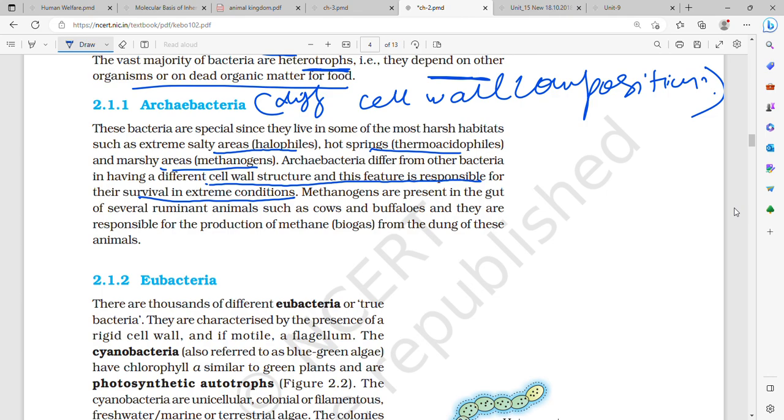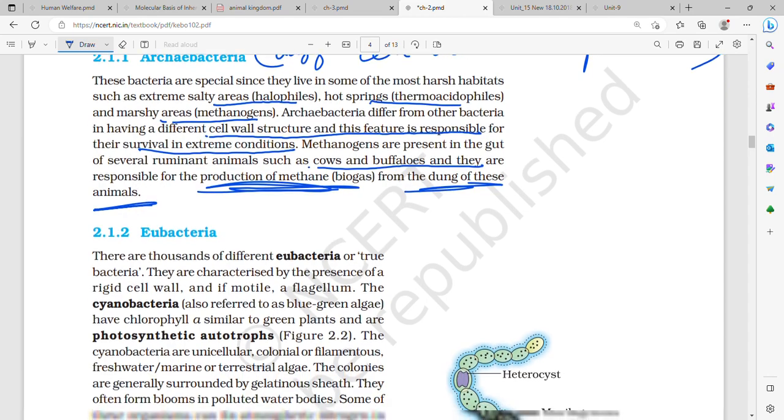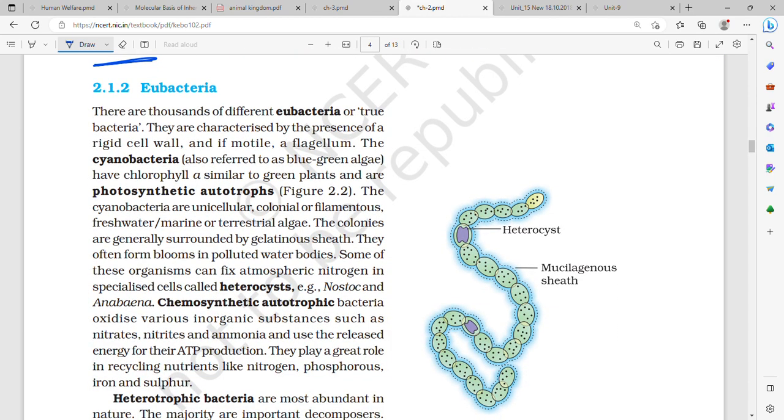Methanogens are present in the gut of several ruminant animals such as cows and buffaloes, and they are responsible for the production of methane or biogas from the dung of these animals. Then eubacteria. There are thousands of different eubacteria or true bacteria. They are categorized by the presence of a rigid cell wall and, if motile, a flagellum.